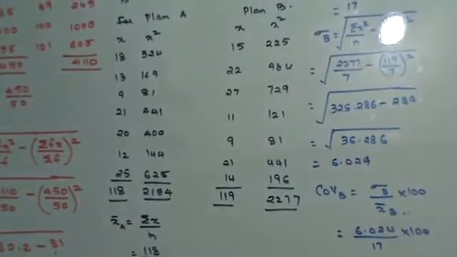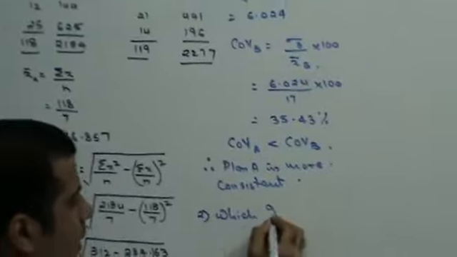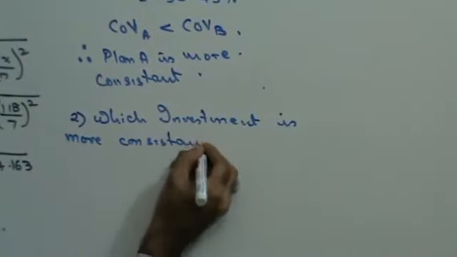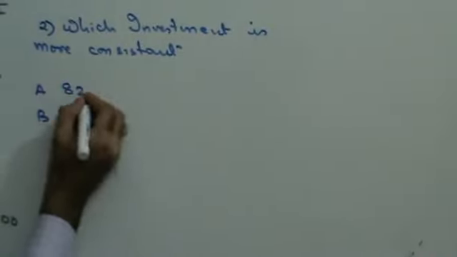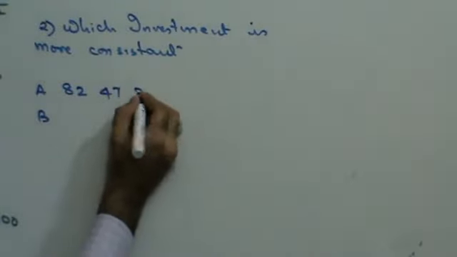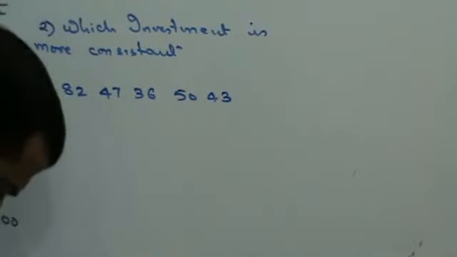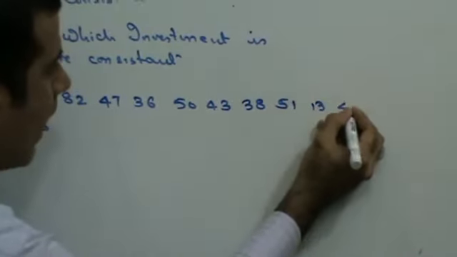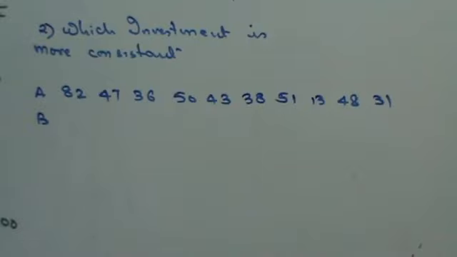Let's see a couple of sums for practice. Which investment is more consistent, A or B? For A: 82, 47, 36, 50, 43, 38, 51, 13, 48 and 31. These are your returns over the 10 years period.